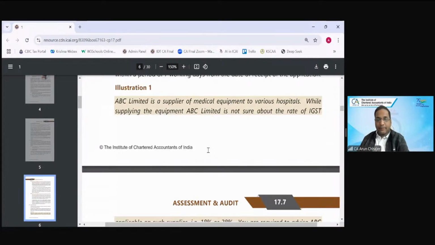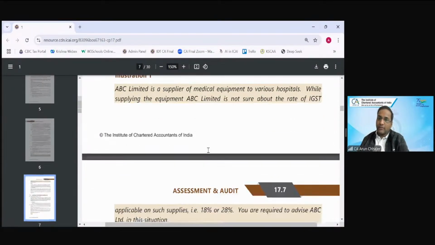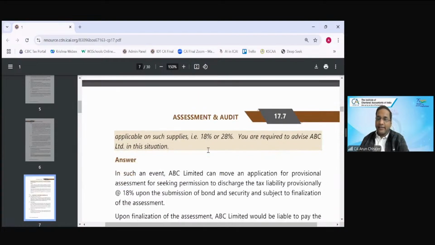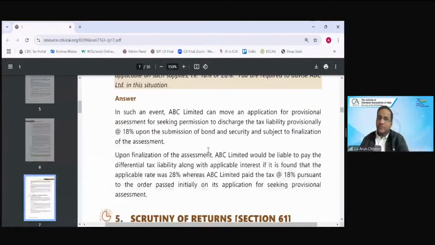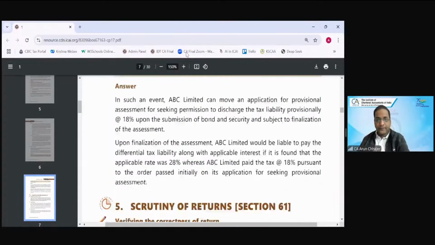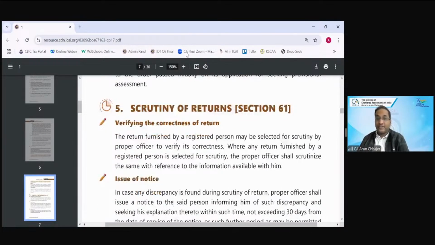ABC Limited is a supplier of medical equipment to various hospitals. While supplying the equipment, ABC is not sure about the rate of IGST, 18 or 28. You are required to advise ABC in this situation. So you will give the advice that he can approach the officer and ask for provisional assessment. Correct?